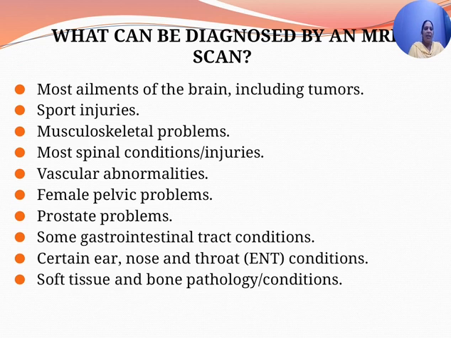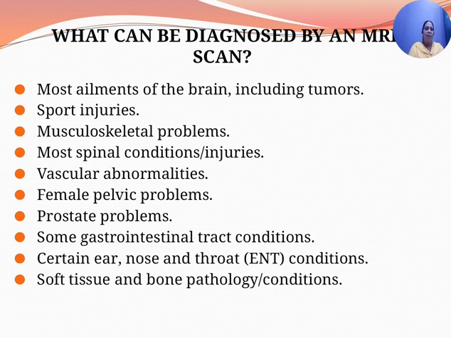What can be diagnosed by using MRI? Why do we need to go for MRI? Most ailments of the brain, including tumors, can be diagnosed using MRI scans. Sports injuries can be identified. Musculoskeletal problems can be identified. Most spinal conditions and injuries can be identified.